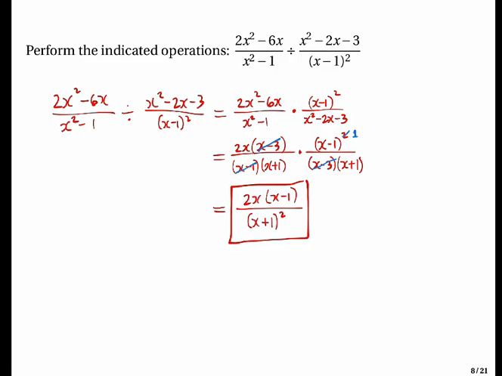So for this problem, we want to perform again the indicated operations. So you have 2m plus 3, m minus 4 over m squared plus m minus 20 divided by 4m squared minus 9 over m squared plus 4m minus 5. So again, we use the same method as in the previous slide.